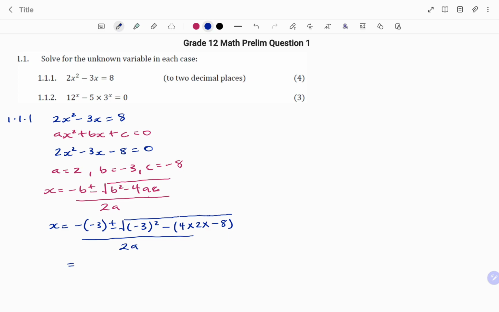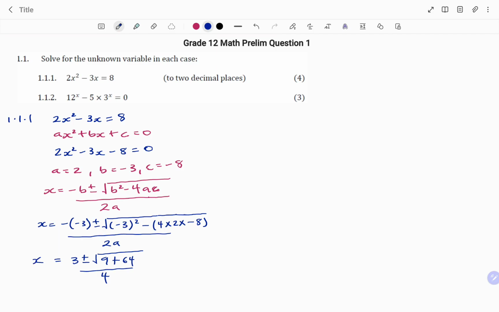If we simplify, minus times minus is plus, so we have 3 plus or minus the square root of (minus 3) all squared, that's plus 9. And then we have 4 times 2 is 8, 8 times 8 is 64, minus times minus is plus 64, all over 2a, which is 2 times 2, so that's 4. Therefore, I'm going to split up my plus or minus such that x equals 3 plus the square root of 73, all divided by 4.